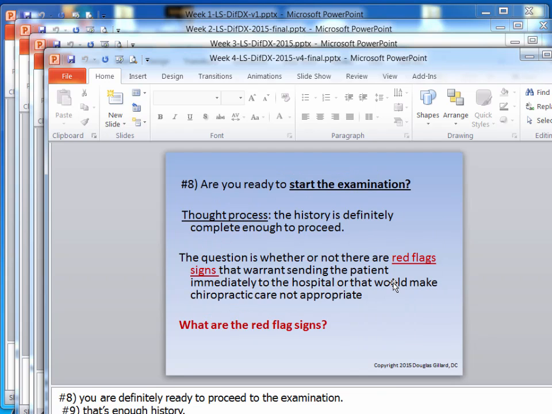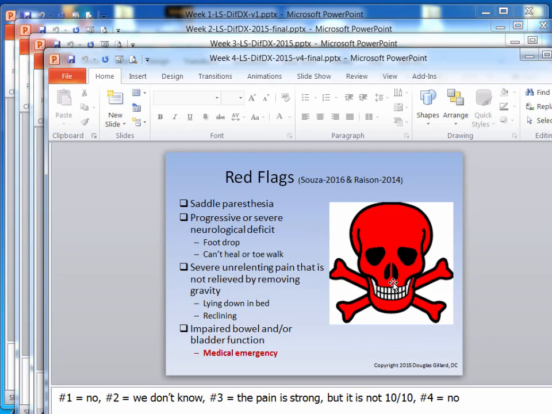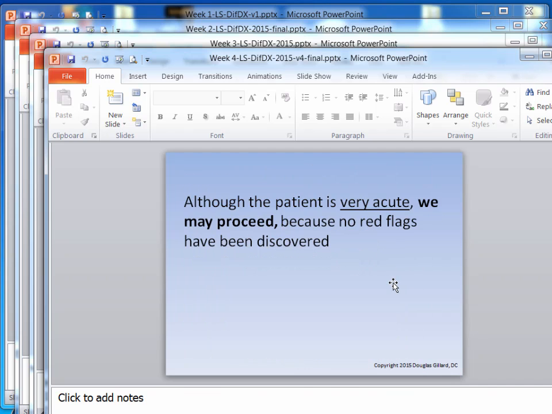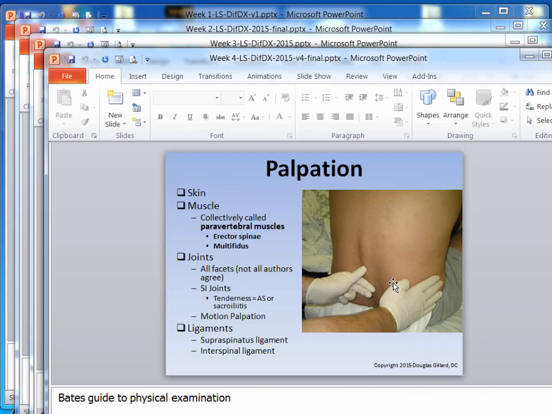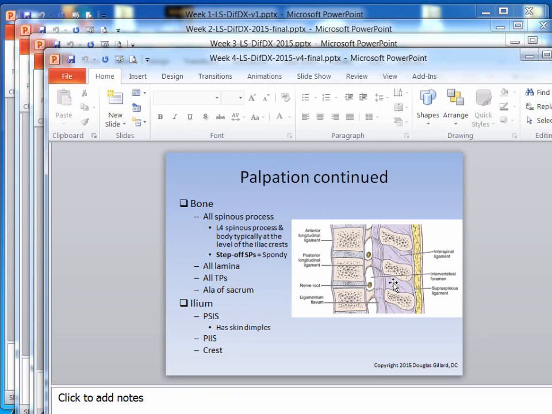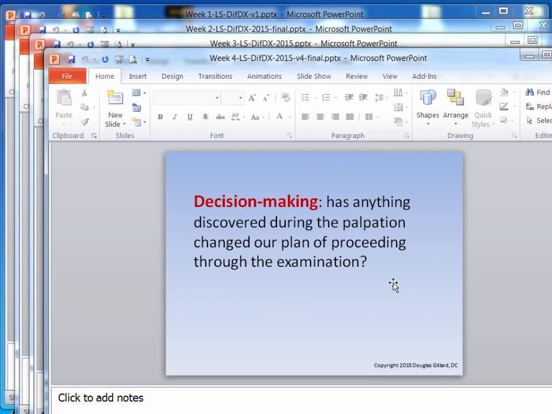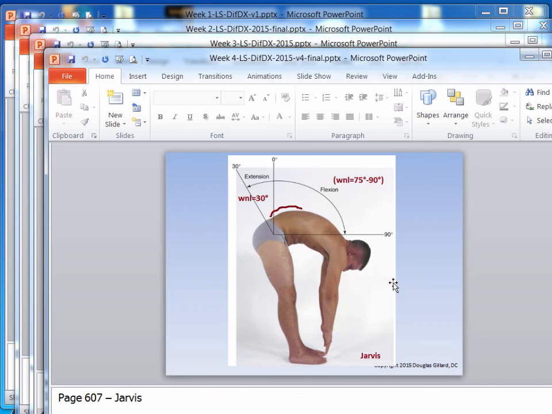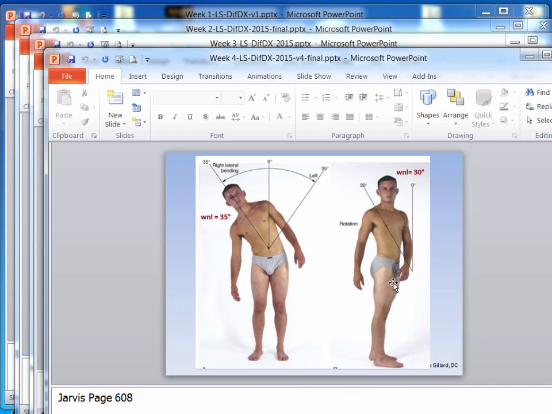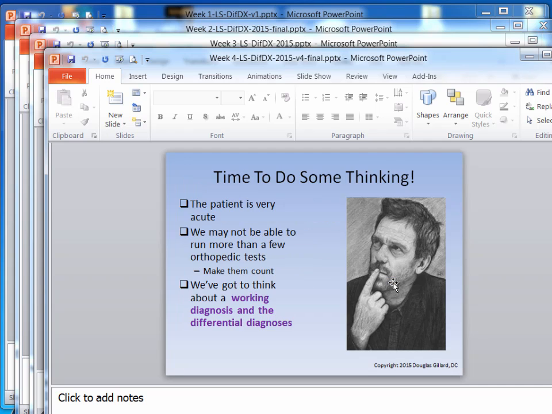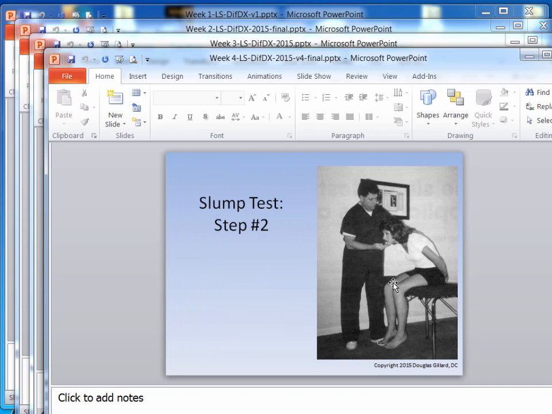I already said to know those, what they do. Know the red flags. Know the minor sign. Know the sciatic nerve. We talked about that. No range of motion. Do not know range of motions. I'm not going to ask you the range of motions. We talked about the orthopedic test.